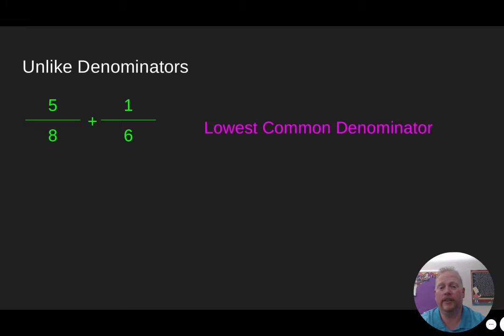So now let's talk about how to do fractions when the denominators aren't alike. So again, let's kick it old school. Well, if we have something like this, first thing you want to do is find the greatest or the least common denominator, the LCD.